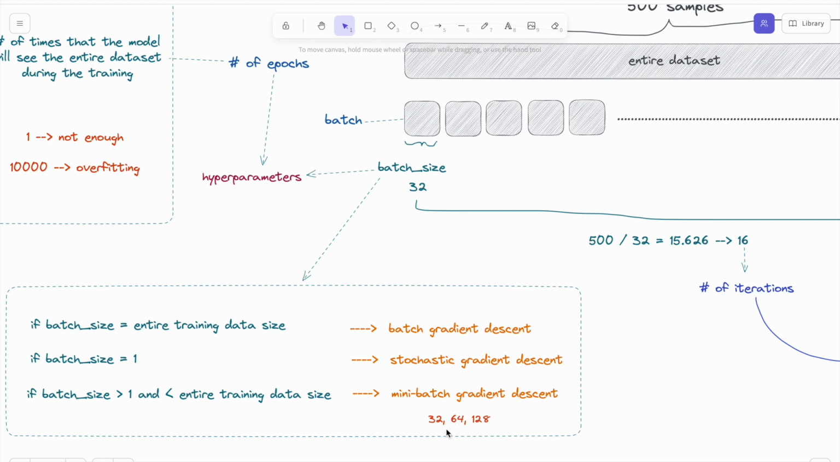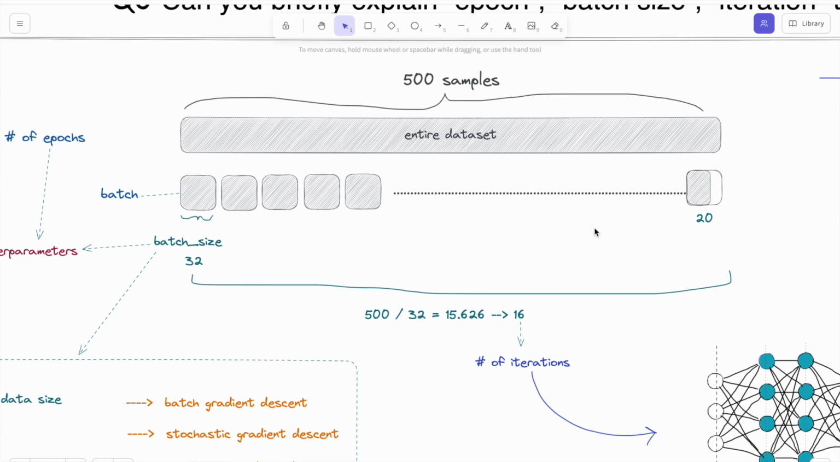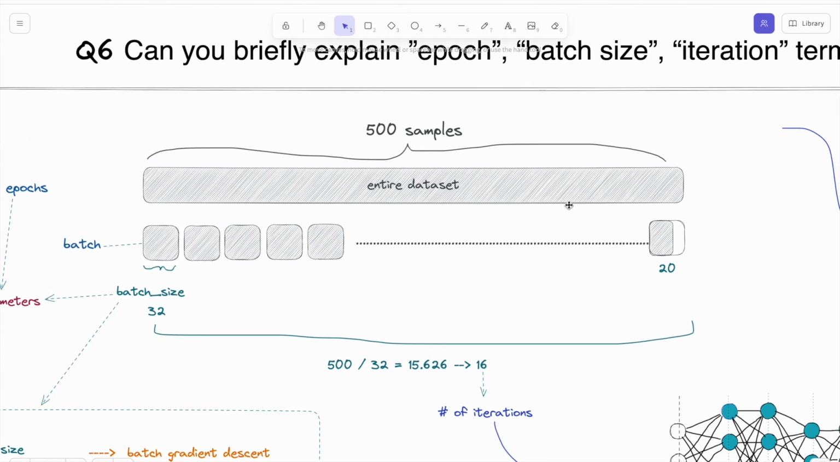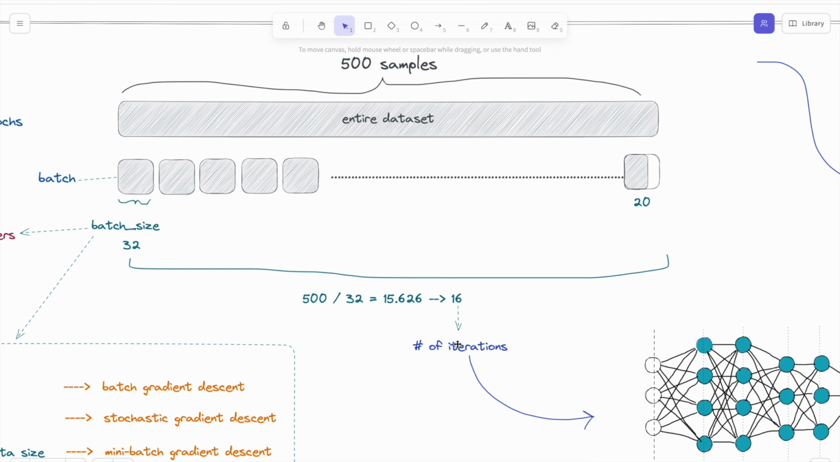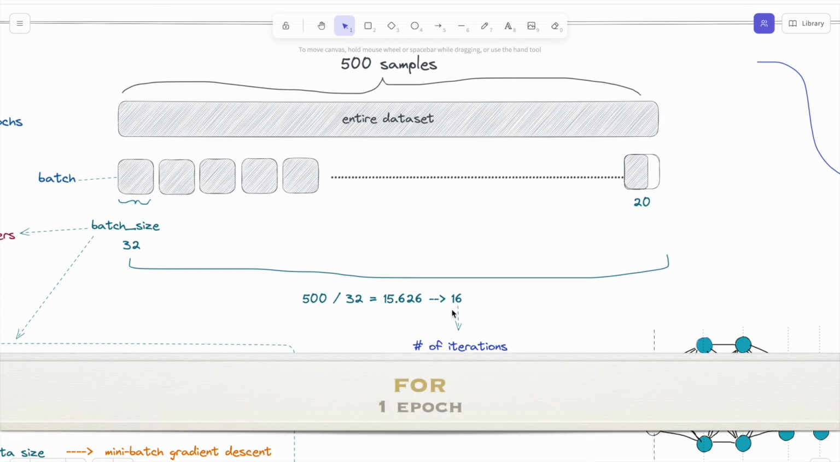For the batch size, these numbers 32, 64 and 128 are the most common batch sizes. But be careful, like the number of epochs, batch size is also a hyperparameter for us. So we will try to find the best values for the hyperparameters during the experimental parts. And the last term of the question is iteration. And iteration is exactly the 16.